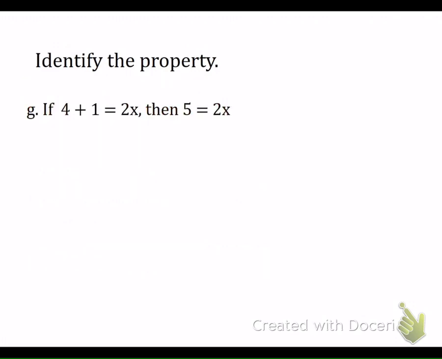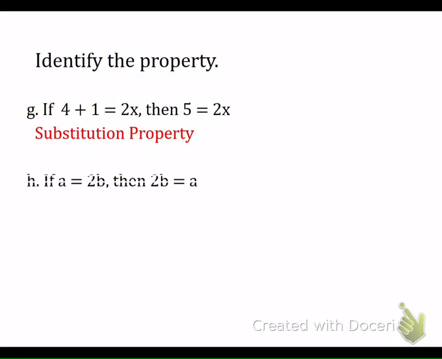All right. Identify the property. So instead of writing out 4 plus 1, I'm writing out something that's equivalent. Substitution. That is the substitution property. I am substituting a 5 in for a 4 plus 1. All right, H. If A equals 2B, then 2B equals A.